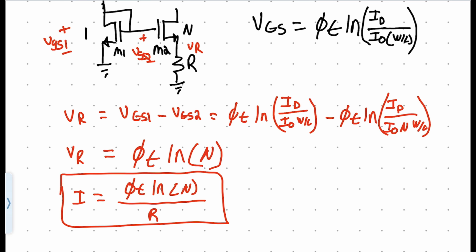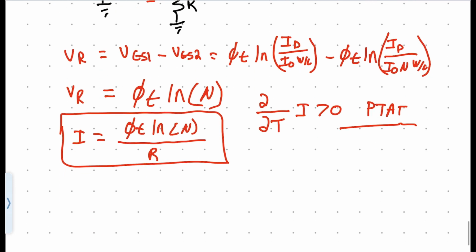Now, again, if we were to take the partial derivative with respect to temperature of I, then what we'll find is that we have a temperature dependence in phi t, which is proportional to temperature, meaning that this derivative of I is going to be greater than 0, or it would be proportional to absolute temperature.